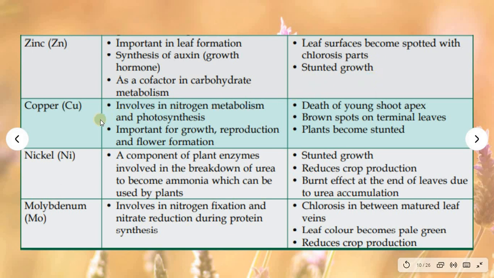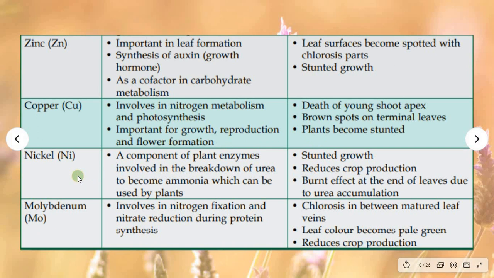Here we go to the copper. It is involved in nitrogen metabolism and photosynthesis, and important for growth, reproduction, and flower formation. Effect of deficiency: death of the young shoot apex, brown spots on terminal leaves, and plants become stunted.